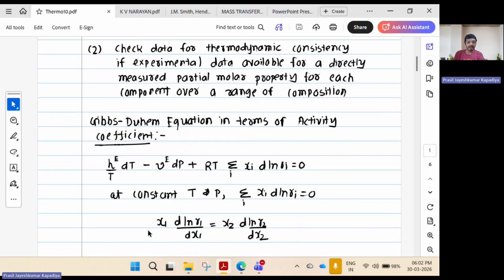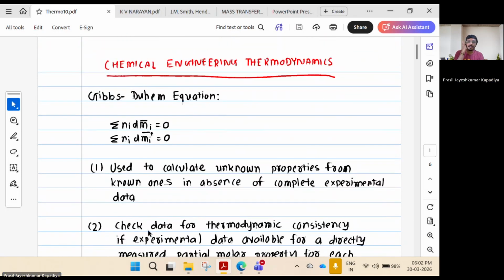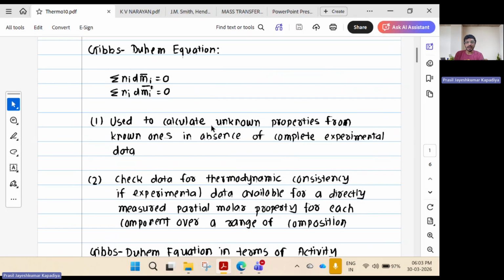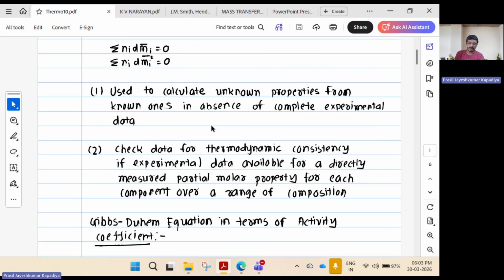So we will see here that we can calculate various properties. If it is n1 dM1 bar plus n2 dM2 bar equals 0, then if I know one property, I can calculate the other property if I don't have experimental data for it. That is one application of this equation. The second application is that we can check the thermodynamic consistency of the data if experimental data is available for a directly measured partial molar property for each component over a range of composition. So these are the applications of this equation.